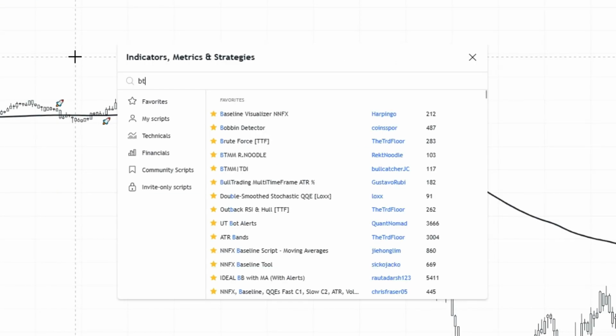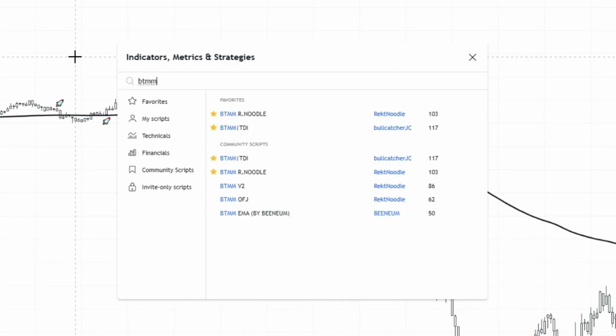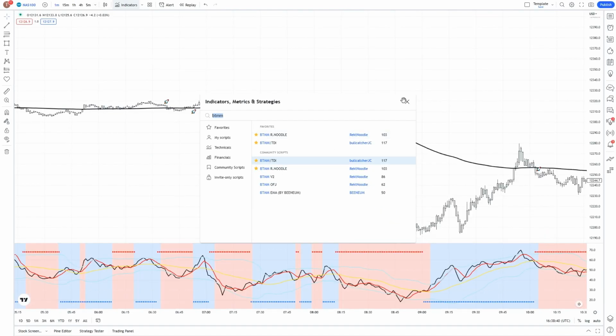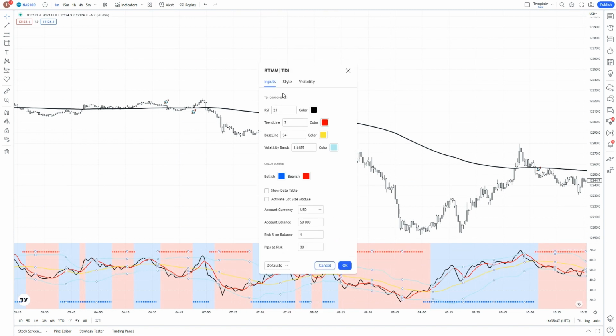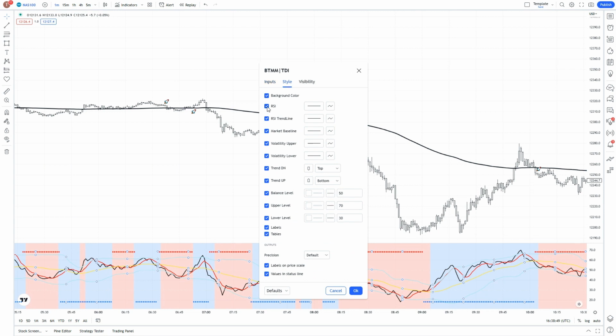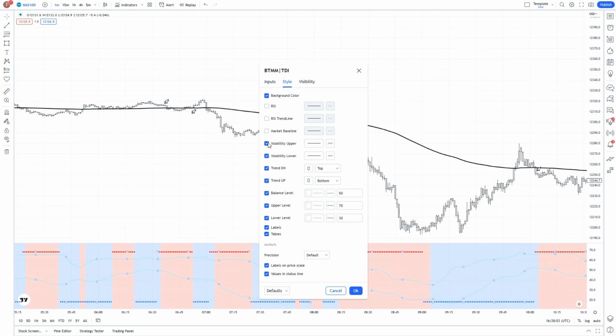The second indicator we want to add is called BTMMTDI. Add this one to your chart. Let's open the settings and clean this up. We won't be focusing so much on the actual TDI indicator, but more on the background color and trend dots. Let's untick these 5 boxes right here to tidy it up. This will make the strategy super beginner friendly with no guessing.